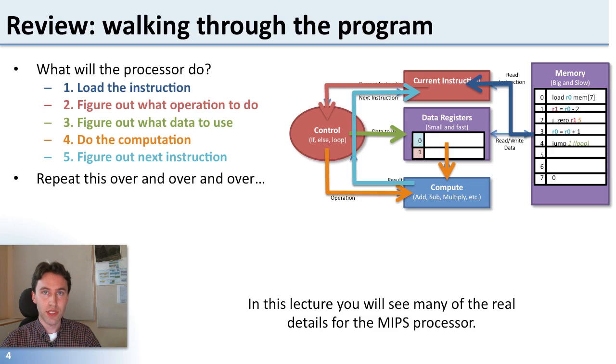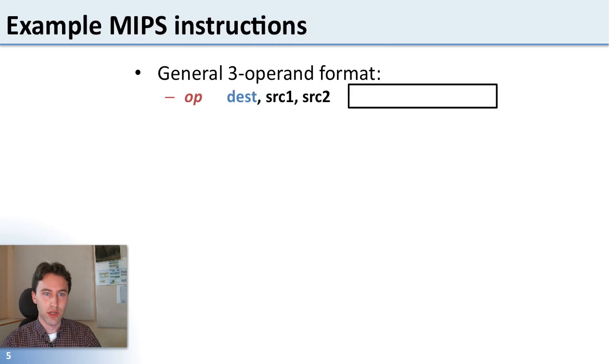So we're going to look at the MIPS instruction set assembly language in particular, and we're going to look at how it's executed. So let's take a look at some example MIPS instructions. So MIPS instructions generally are a 3-operand format. That is, there's an operation, a destination, and 2 sources. If you look at what this means, what we have is we're going to do some operation.